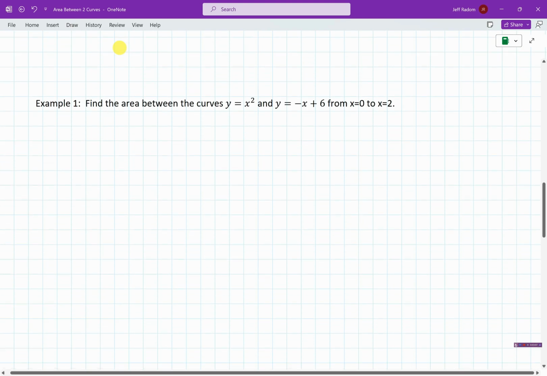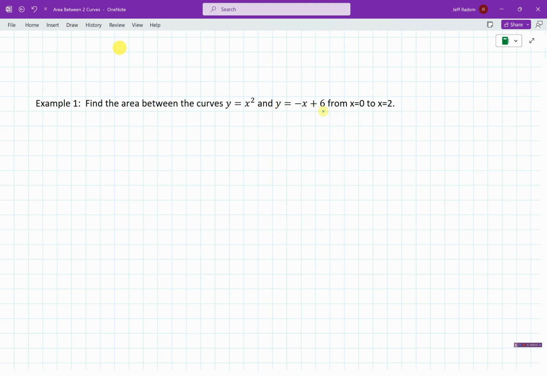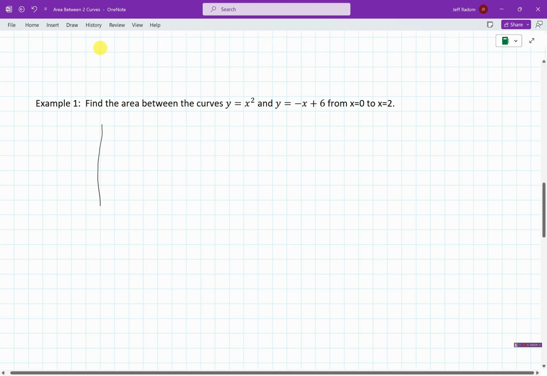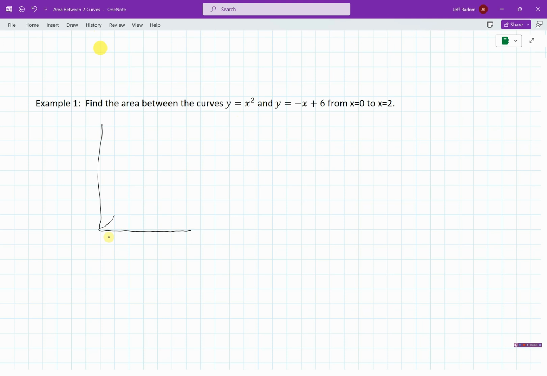Find the area between the curves y equals x squared and y equals negative x plus 6 from 0 to 2. Okay, so what we need to do is consider which one would be our top function. So just a real quick sketch here. Y equals x squared is going to look something like this. At 0, actually, let's make this 1, and we'll make this 2. So 2 would be 4. So the graph's going to look like this.